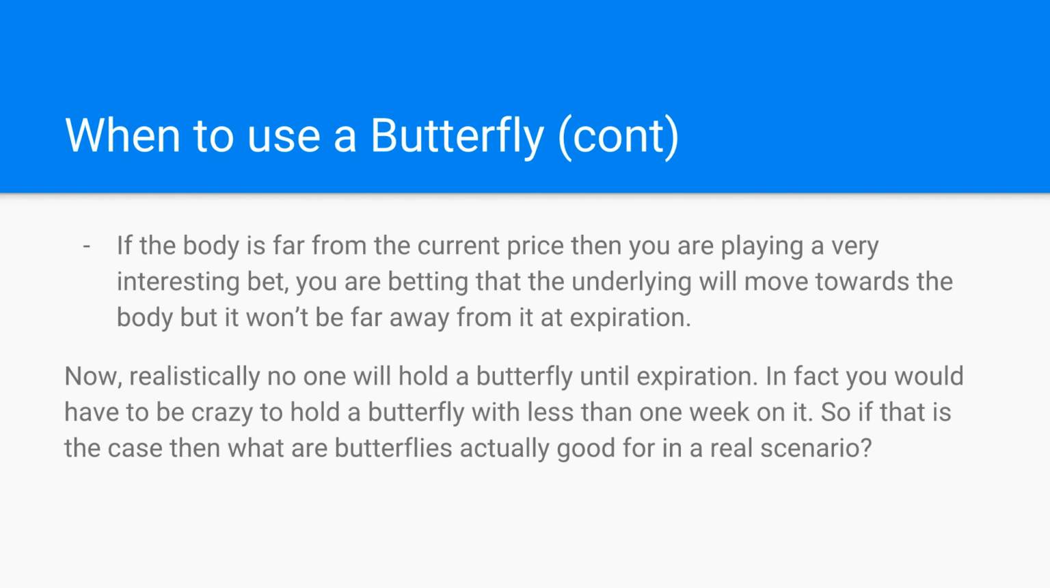If you think about it, that kind of behavior is usually what you see when a particular symbol is in a topping process, like moving towards a top and oscillating at the top before starting to come back down again. So if you have a great topping thesis, then a butterfly is a way to play it, or the same with bottoms. You think the underlying will go down, but then it will stay around the resistance area a little bit. Then that's another good way to play butterflies.